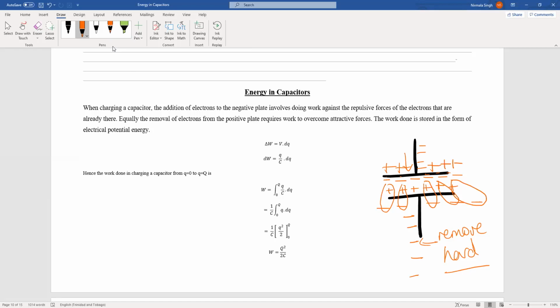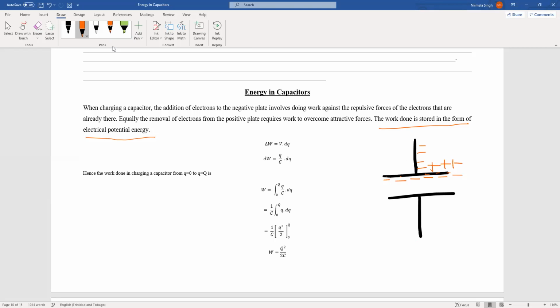Just like life. All right, so the work done is stored in the form of electrical potential energy. And we do know that voltage is a form of electrical energy. We can work out how much energy is stored inside of our capacitor really simply. I'm not going to go through the maths. Math students and add math students, you can go through it, but we're just going to learn the formula. The work or the energy to charge a capacitor is Q squared over 2C.